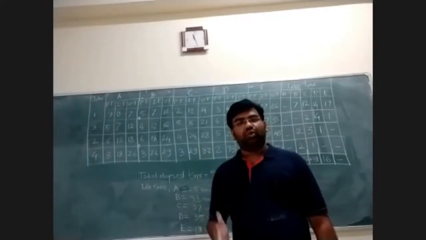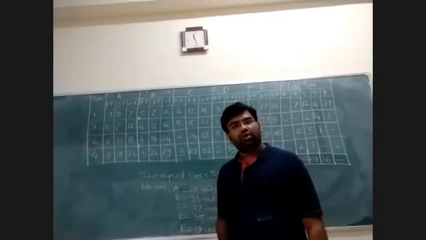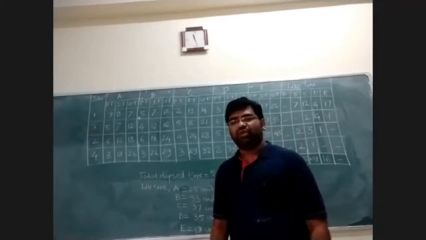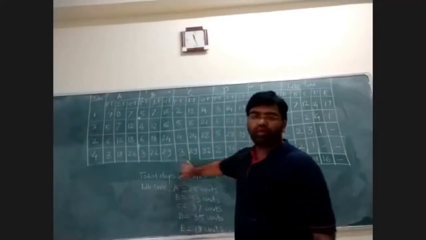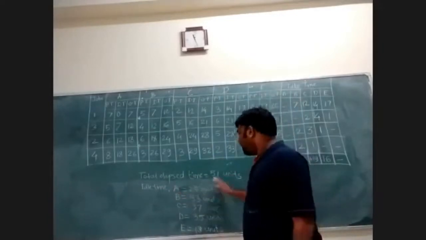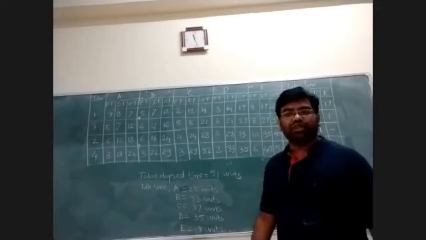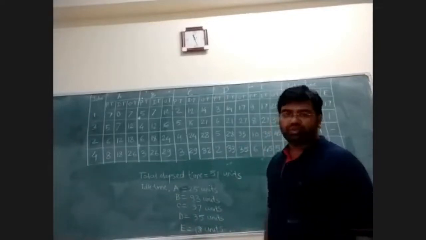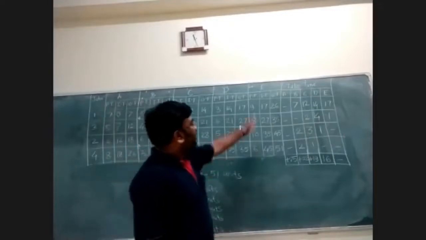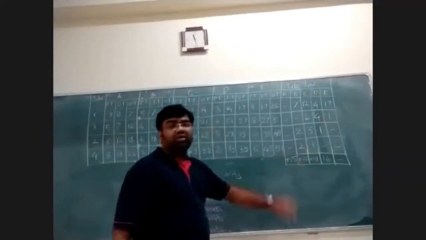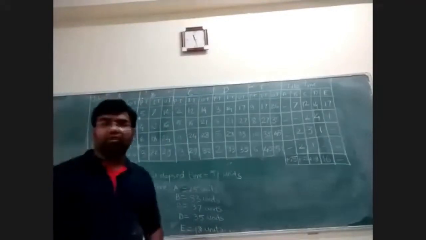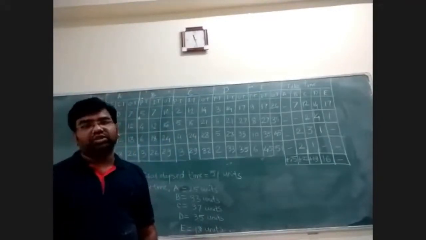On the basis of the processing time, we have found out what is the optimal sequence. After finding out the optimal sequence, we carry out the calculation for the total elapsed time. The total elapsed time came to about 51 units, and the respective idle times for machines A, B, C, D, and E can be calculated via this particular calculation. And this will be the complete numerical for your M jobs, M machines problem.